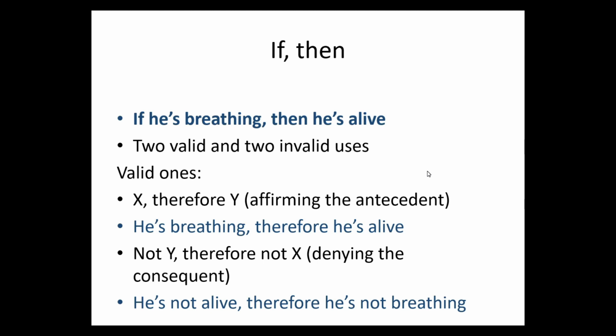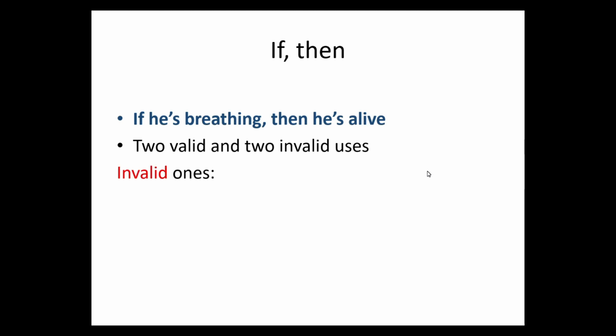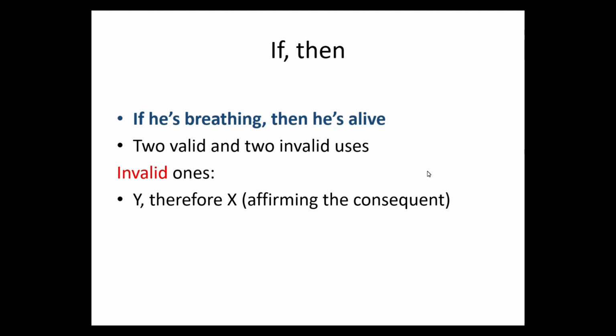So what are the two invalid moves? The two incorrect logical moves or inferences that we tend to make when we encounter if-then logical relations. The invalid moves are affirming the consequent, which is saying yes to the then part, then yes to the if part. Here that would look like saying, he's alive, therefore he's breathing. This is not necessarily logically true. It can always follow that he's alive from the fact that he's breathing, but it need not necessarily always follow from the fact, given our if-then relation, that if he's alive, he's breathing.